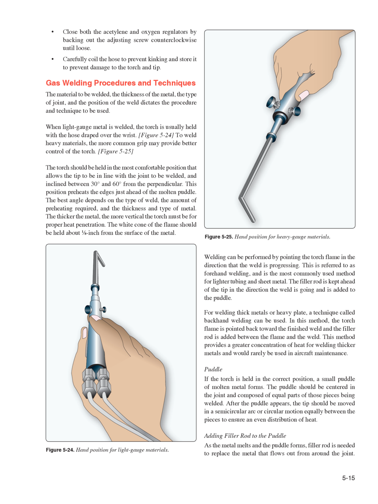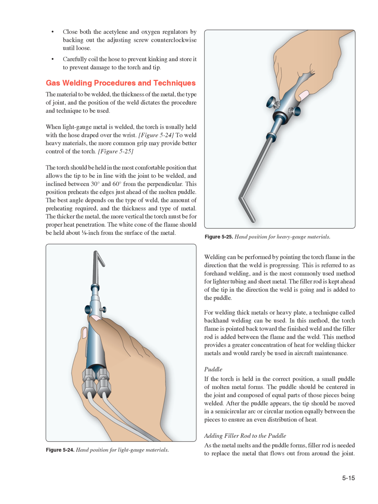The torch should be held in the most comfortable position that allows the tip to be in line with the joint to be welded, and inclined between 30 degrees and 60 degrees from the perpendicular. This position preheats the edges just ahead of the molten puddle. The best angle depends on the type of weld, the amount of preheating required, and the thickness and type of metal. The thicker the metal, the more vertical the torch must be for proper heat penetration. The white cone of the flame should be held about 1/8 inch from the surface of the metal.